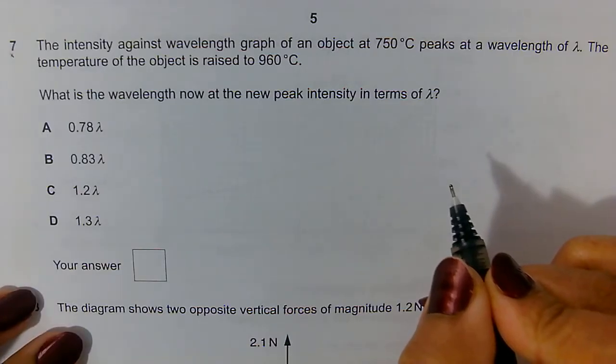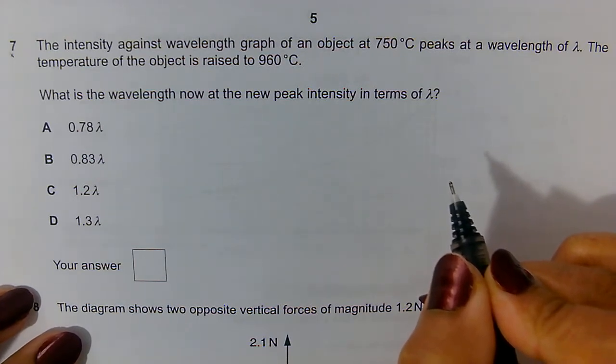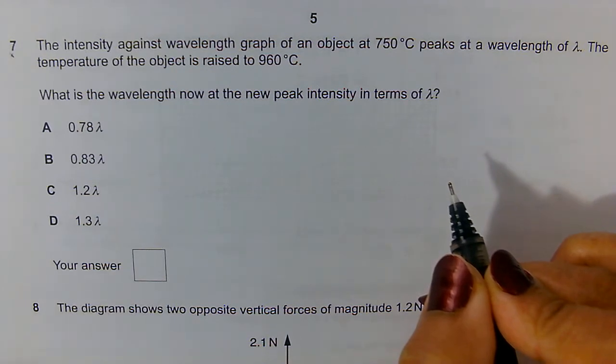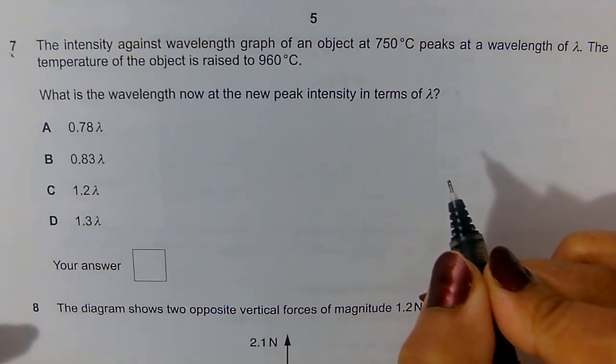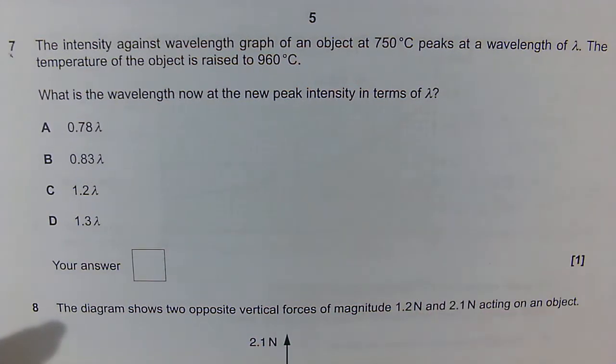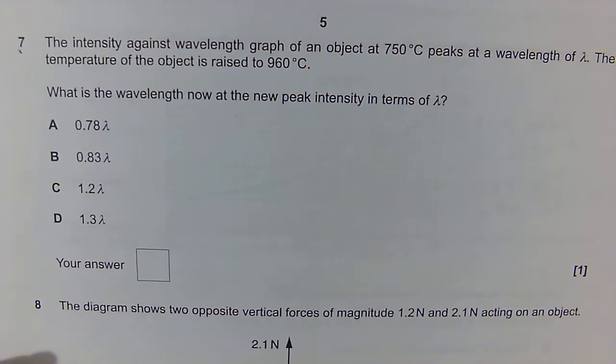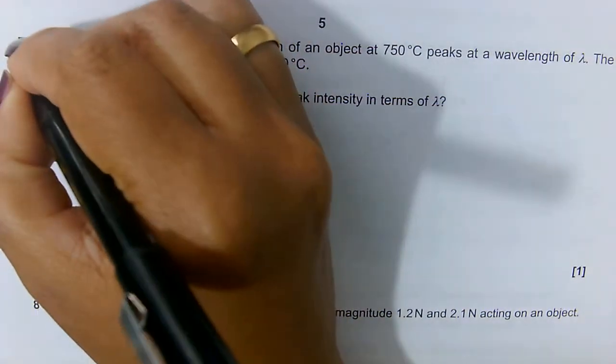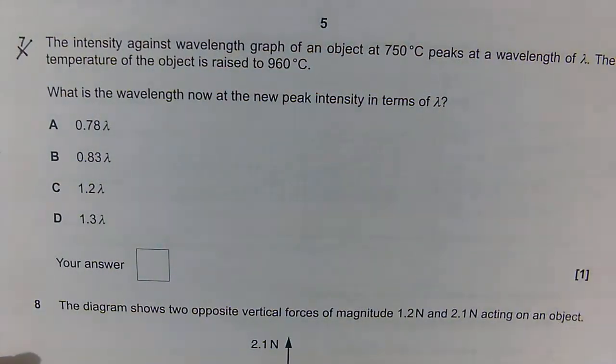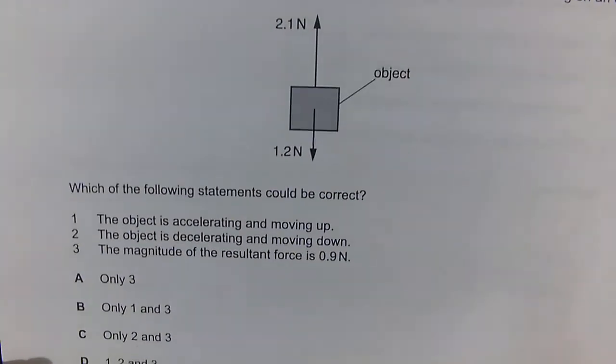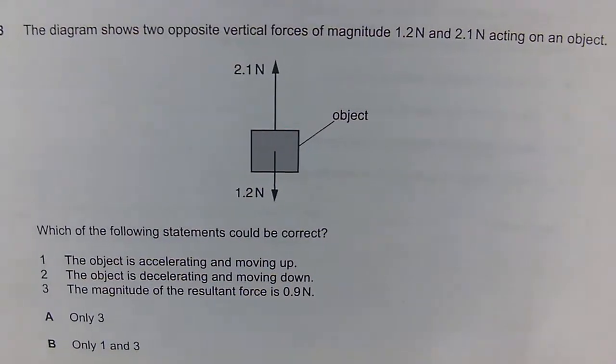Moving on, question 7 is about wavelength and temperature, which comes under the first topic of cosmology, which we have not done. This is a question from Wien's displacement law. Since we have not done that, we are skipping question number 7, so that's why I put a cross there, and we are moving on to question 8.